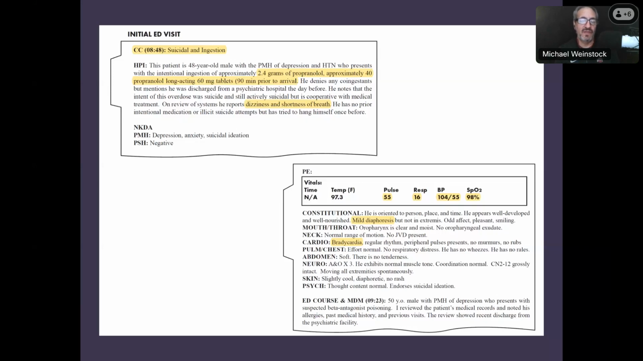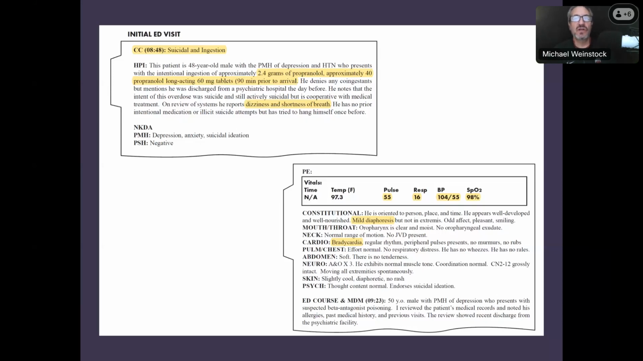I mean, if it wouldn't have been a propranolol ingestion, I don't think any of us are incredibly concerned about a heart rate of 55. But his blood pressure is also just a little soft, maybe not too horrible, and the SAT is okay. He's mildly diaphoretic. It's documented he's bradycardic. And they had looked at the past records there.